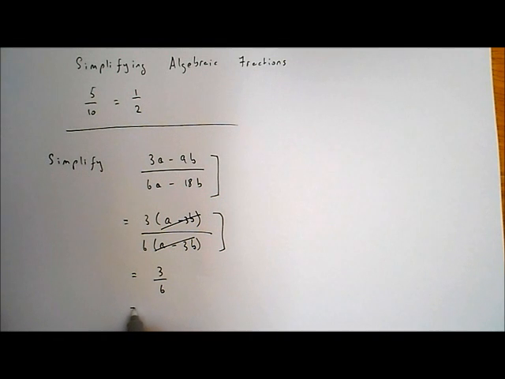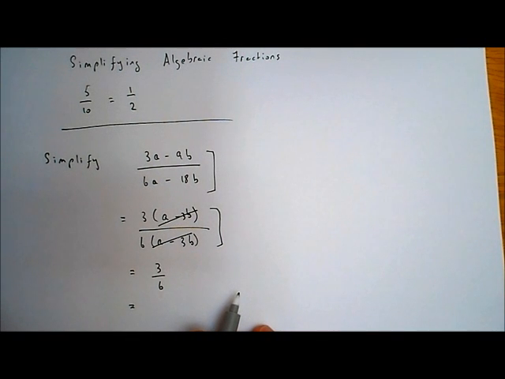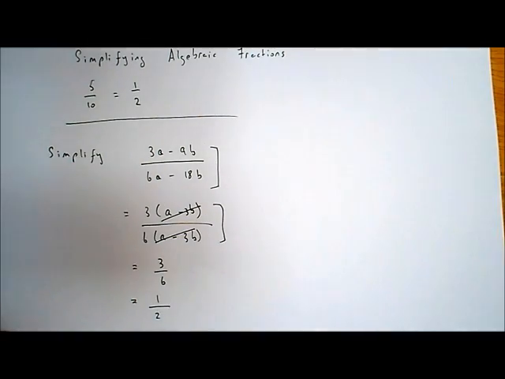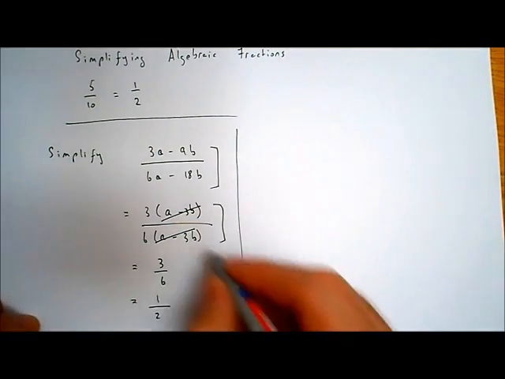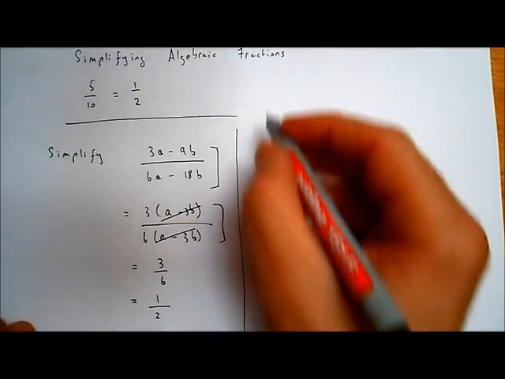So I can divide the numerator and the denominator by a minus 3b, and I'll be left with 3 over 6. And then I could simplify that down a little bit more, because 3 over 6, I could divide the numerator and the denominator by 3, because 3 is a common factor here. So 3 into 3 goes once, and 3 into 6 goes twice. So I simplified this all the way down to 1 over 2. Didn't look like this was going to turn out to be a half, but it is.